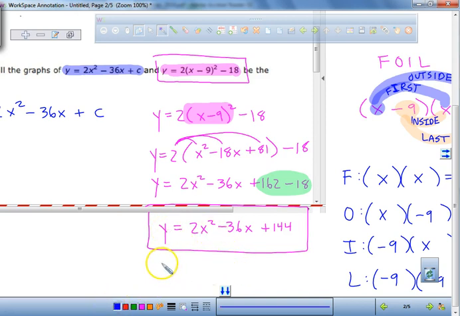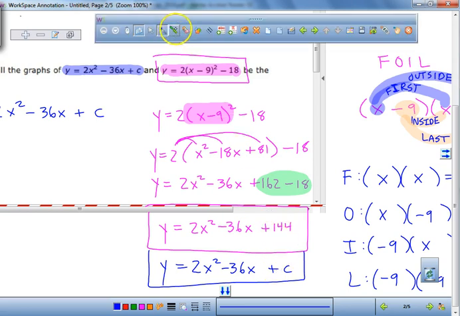All right. Tell me everything in blue that you see. Go ahead. Y equals 2x squared minus 36x. Yep. Okay, so look at this. I want you to compare this one that we just finished to this one right here. Now let's think about it. What is it asking us to find right here? C.